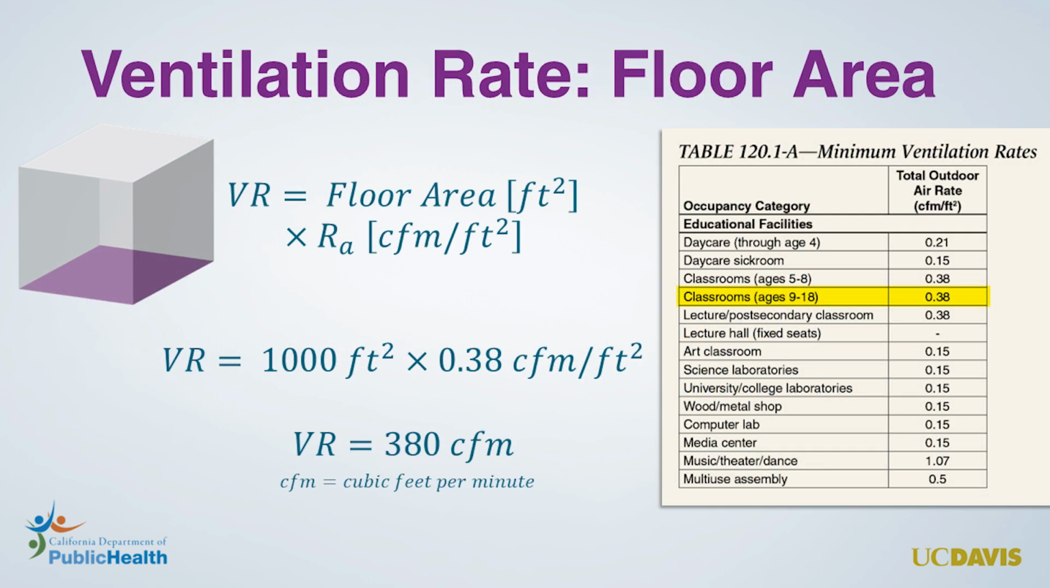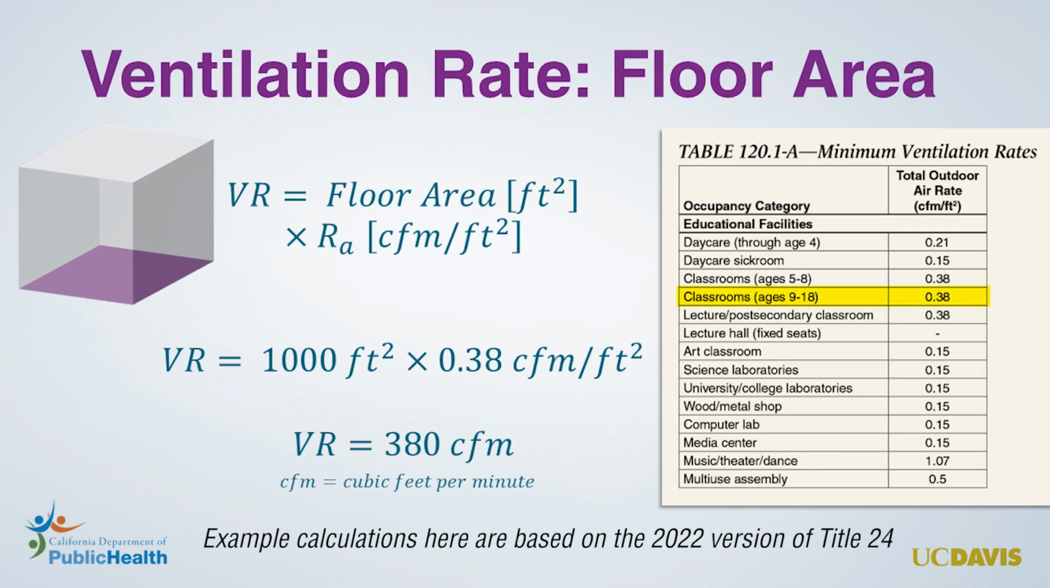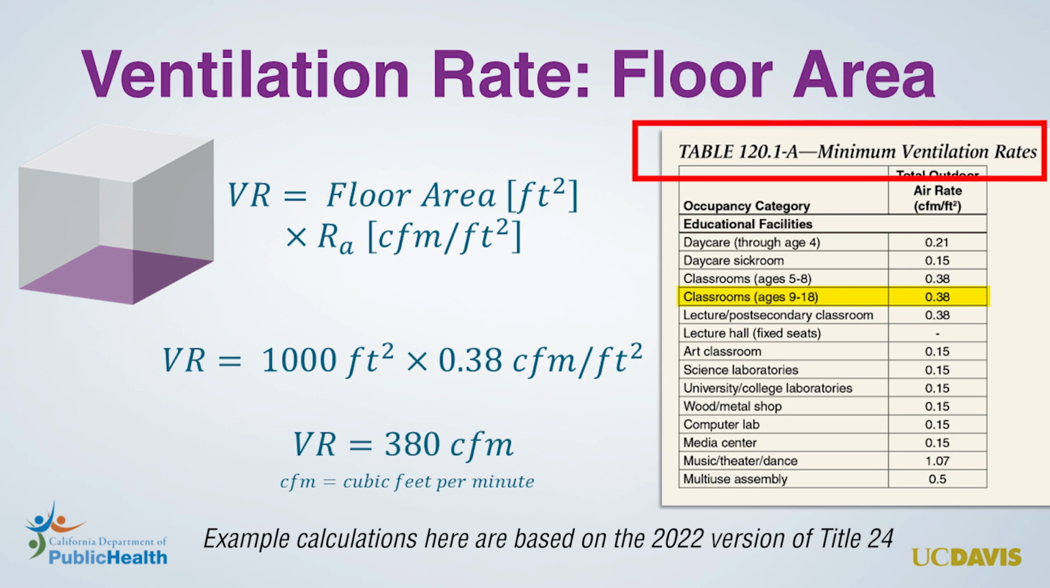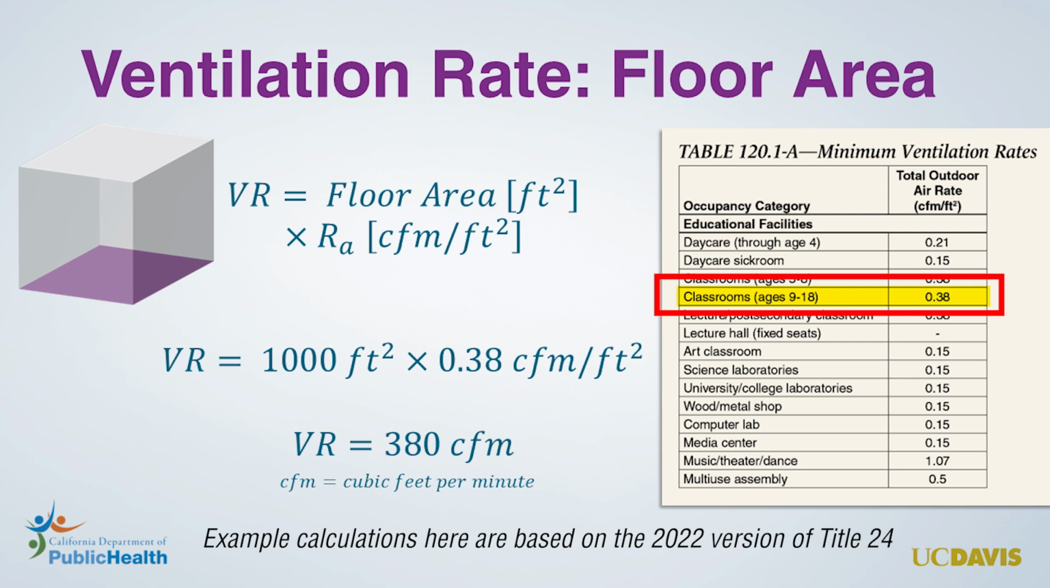To calculate ventilation requirements based on floor area, you multiply the area of the space in square feet by the area outdoor air rate, RA. This rate depends on the type of occupancy and can be found in Table 120.1-A of the California Building Energy Efficiency Standards. For example, the table shows 0.38 CFM of ventilation per square foot is required for classrooms with children ages 9 to 18. Let's consider a sixth grade classroom spanning 1,000 square feet.